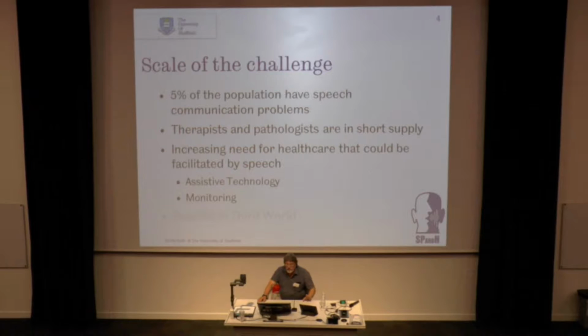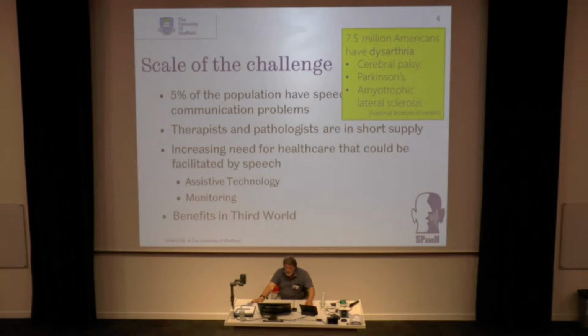And there's an increasing need for healthcare which could be facilitated by speech. For instance, speech control assistive technology. For instance, monitoring healthcare problems through analysing the way people are speaking. And there are potentially tremendous benefits in the third world, the developing world, for technology which can actually reach out to people. Here are some American figures. I'm going to talk about dysarthria in a moment. Dysarthria is kind of loss of control of the speech articulators, and it's estimated that 7.5 million Americans have dysarthria, which can have various different causes, like cerebral palsy, Parkinson's, and so on.